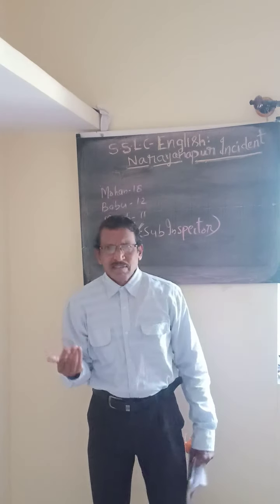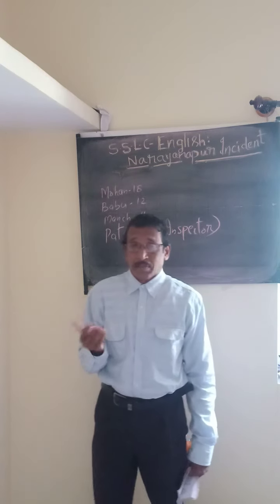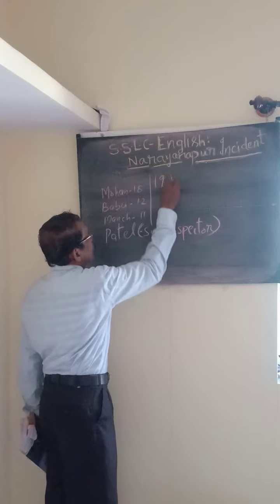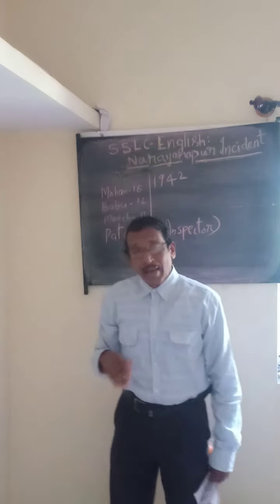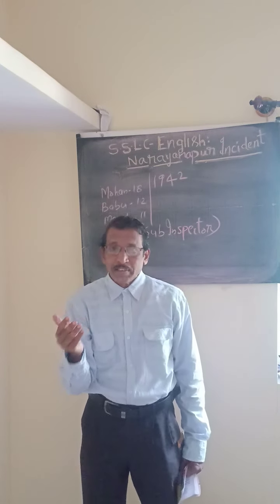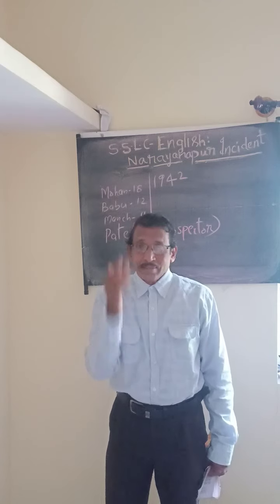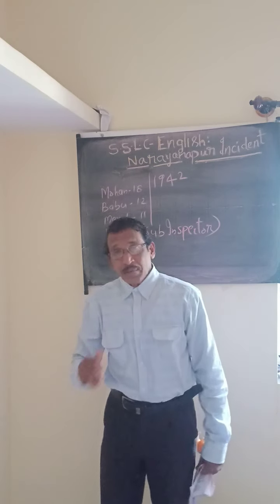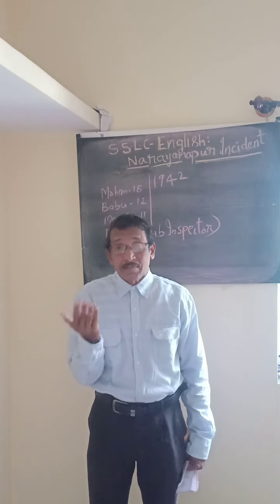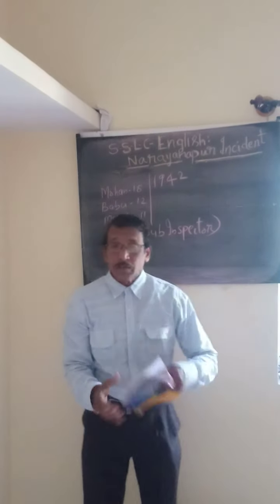We have studied in history that the Quit India movement took place in the year 1942. Quit means to leave India. British should leave India. It was a resolution passed by the Congress under the leadership of Mahatma Gandhi. They made a slogan that the British government should leave India. It was started in the year 1942.